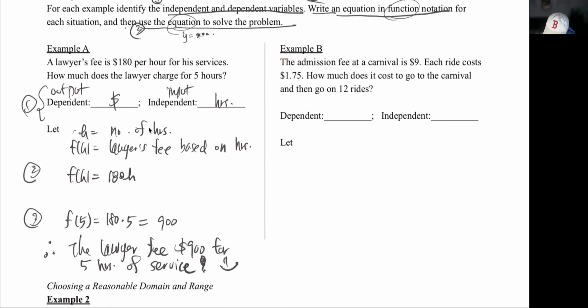Okay, so the admission fee is $9. Each ride costs $1.75. How much does it cost to go on 12 carnival rides? Oh, looks like there's an initial fee, right? So you could literally go in there and never ride, and you still have to pay $9. After that, you pay per ride. So it's a slightly different setup here. In example A, there was no initial fee.